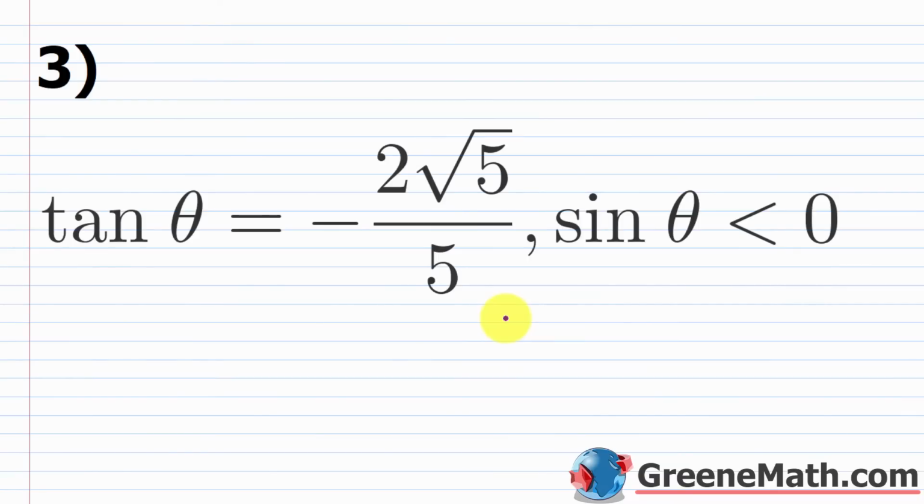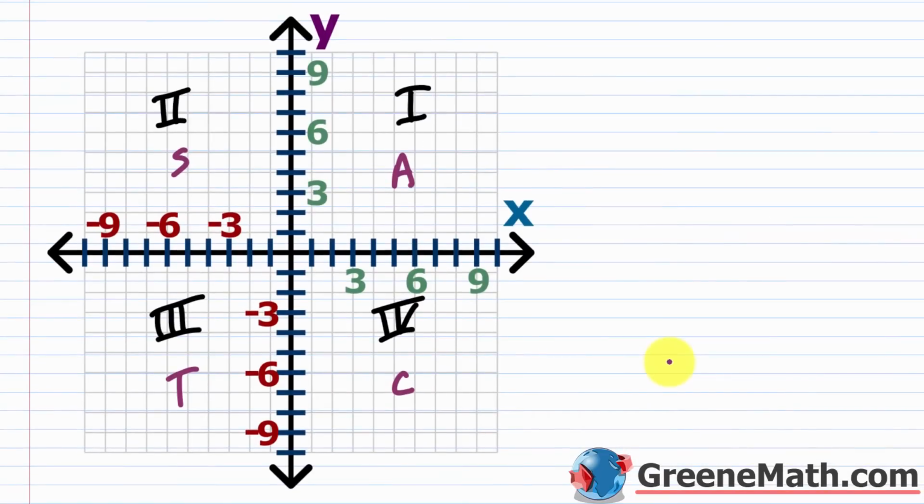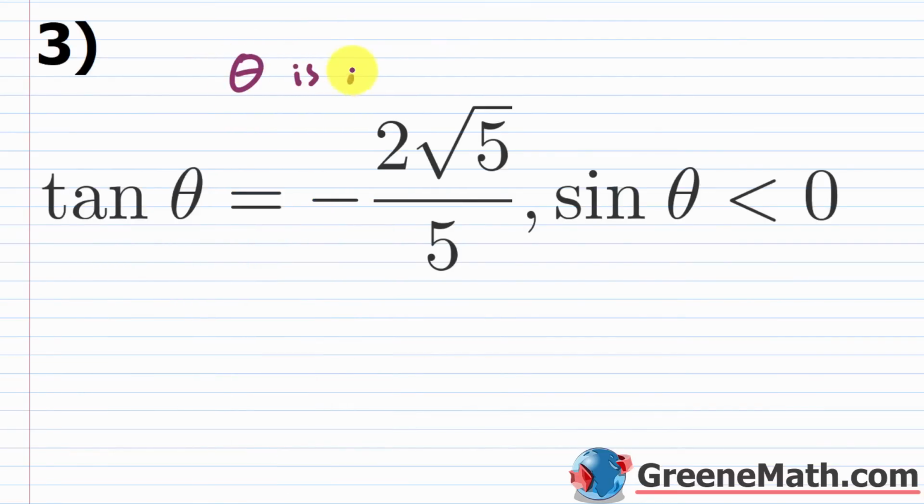All right, let's take a look at problem number 3 now. So we have the tangent of theta is equal to the negative of 2 times square root of 5 over 5. And the sine of theta is less than 0. So if the tangent of theta is negative and also the sine of theta is negative, where's that going to put us? So the sine of theta is negative in quadrants 3 and 4. The tangent of theta is negative in quadrants 2 and 4. So that tells me that we're going to be in quadrant 4. So let's put that theta is in quadrant 4.